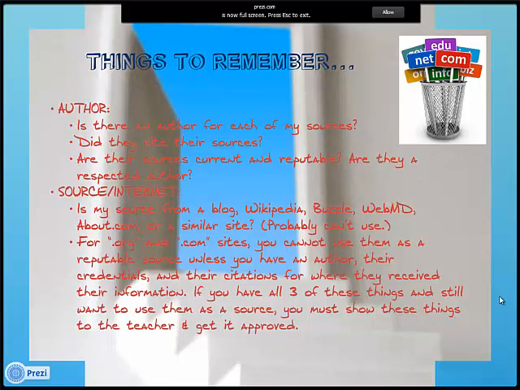When you're looking at sources on the internet, if your source is from a blog, Wikipedia, Buzzle, WebMD, or about.com, or a similar site, it's probably something that you don't want to use in your research. If you have a .org or .com site, you will definitely need to have the author, their credentials, and their citations in order to use it in your research.